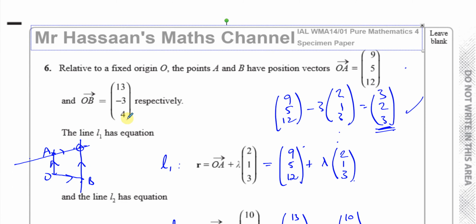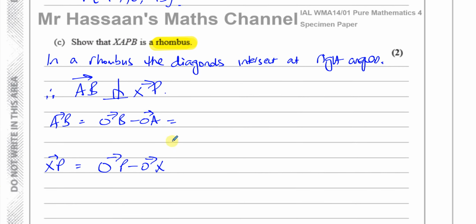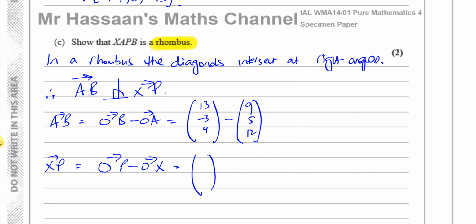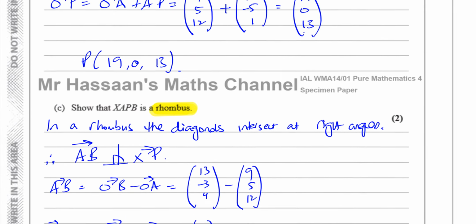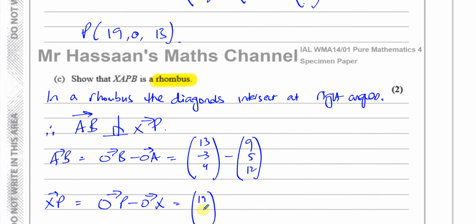13 minus 3, 4, and 9, 5, 12. So you have (13, 3, 4) minus (9, 5, 12). Okay, and from O to P minus O to X, we need O to P, which we already found. So that's (19, 0, 13) minus O to X, which was (3, 2, 3). So this is 13 minus 9, which is 4, 3 minus 5, which is minus 8, and 4 minus 12, which is minus 8 as well. That's the vector from A to B.